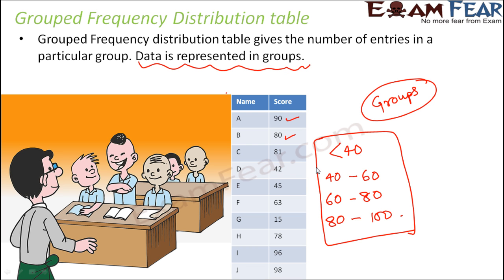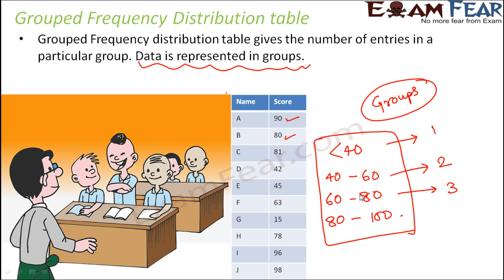So now when you ask how many students scored less than 40, maybe 1. How many scored between 40 and 60? Maybe 2. How many scored between 60 and 80? Maybe 3. So now you have frequency for each group.